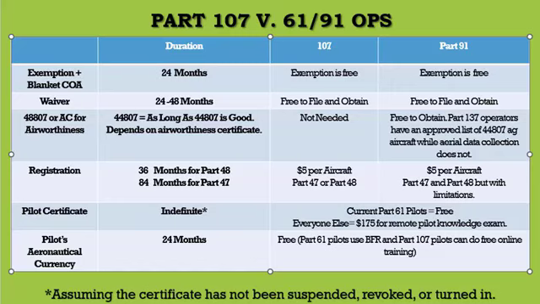Your pilot certificate, it's indefinite, and that's for 107 and also for Part 91. For the currency, however, the currency is the primary kicker there that you have to be paying attention to. So for 107 pilots as well as Part 61 pilots operating in a Part 91, they would have to maintain their aeronautical currency every 24 months.